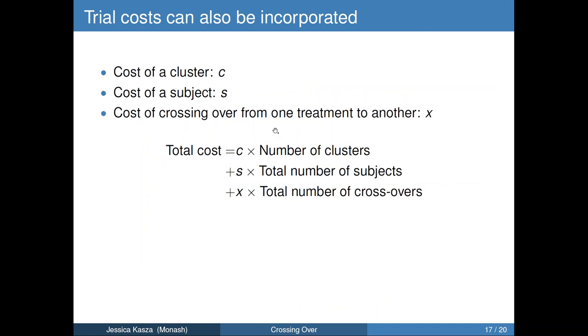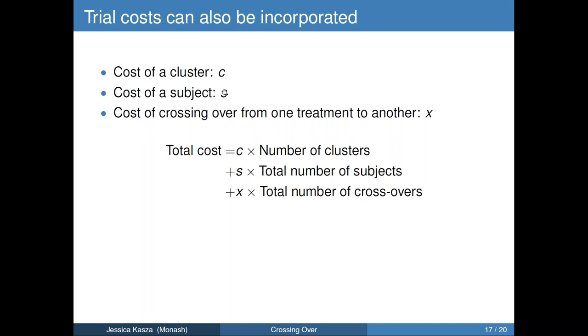Okay, so that's fantastic, but efficiency and the variance of the treatment effect estimator aren't all that comes into consideration when we plan these designs. We can also think about trial costs, and we can incorporate trial costs into our consideration here. So here we're going to suppose that we've got the cost of including a cluster in our study, and the cost of including a subject in a study.